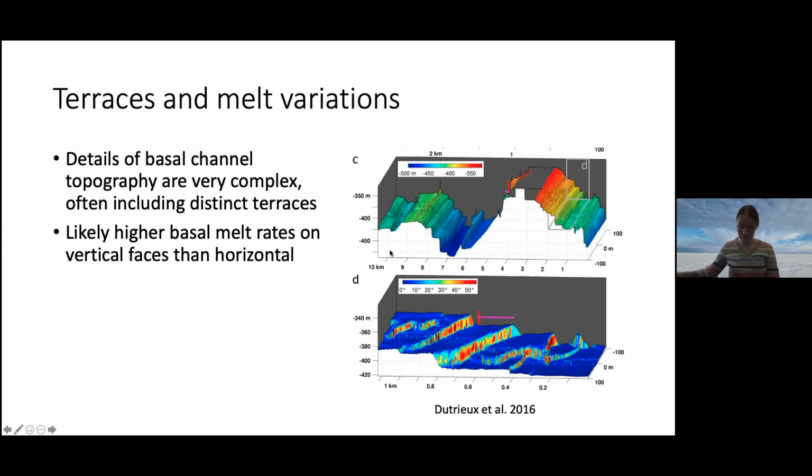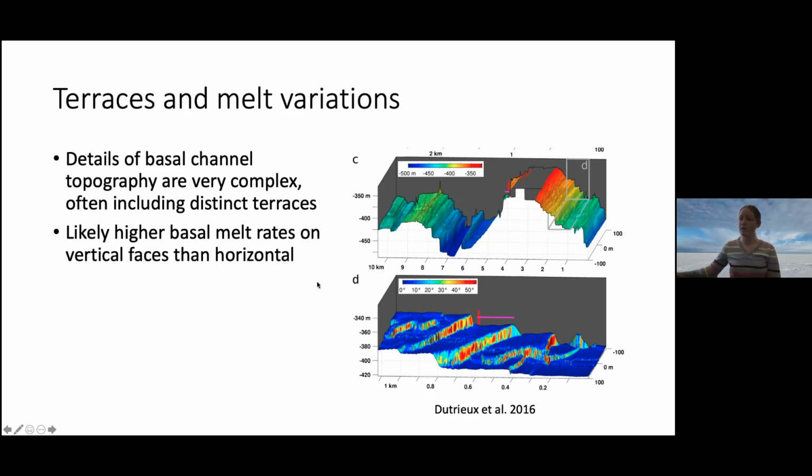They look pretty smooth on the surface as the hydrostatic effects kind of smooth out the interesting features on the base. But if you look with ground penetrating radar, or better yet, a submarine that can take pictures of these, what you see is really, really complex structures within these channels. And in particular, we see terrace features often in these channels, and our work recently has shown these on Thwaites as well and on Dotson. So these seem to be pretty common features in channels, at least in some warm water areas. And those terrace features are maybe key to really understanding how these channels melt and where that melt is concentrated.